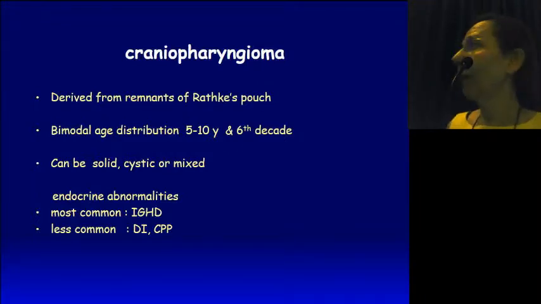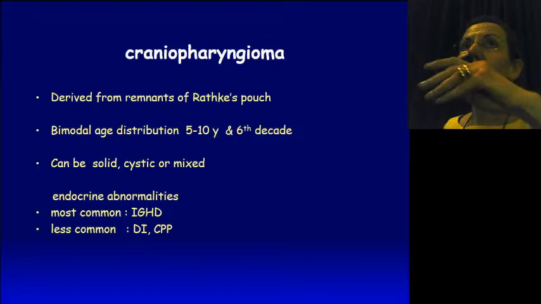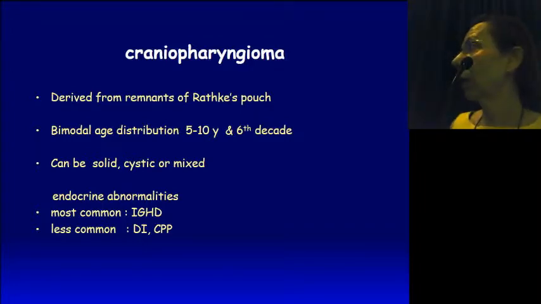Clinically, they may present with isolated growth hormone deficiency, or less commonly with diabetes insipidus, because they infiltrate and compress nuclei producing neurosecretory material, and also they may present with central precocious puberty.